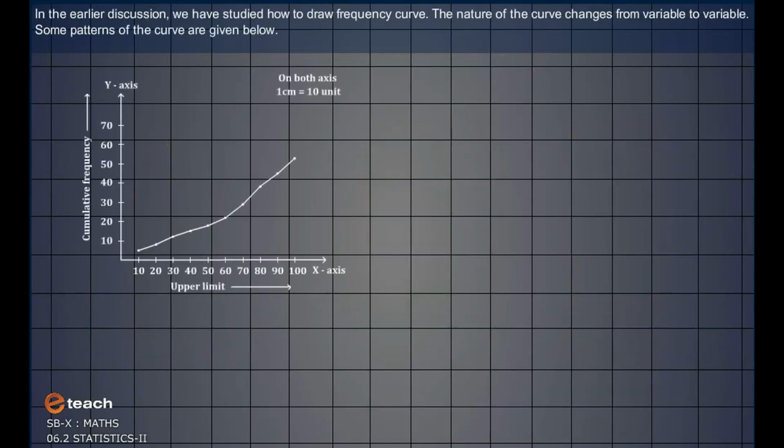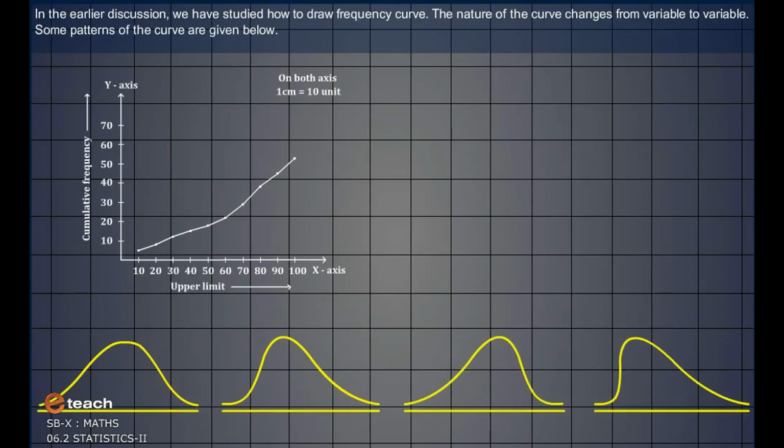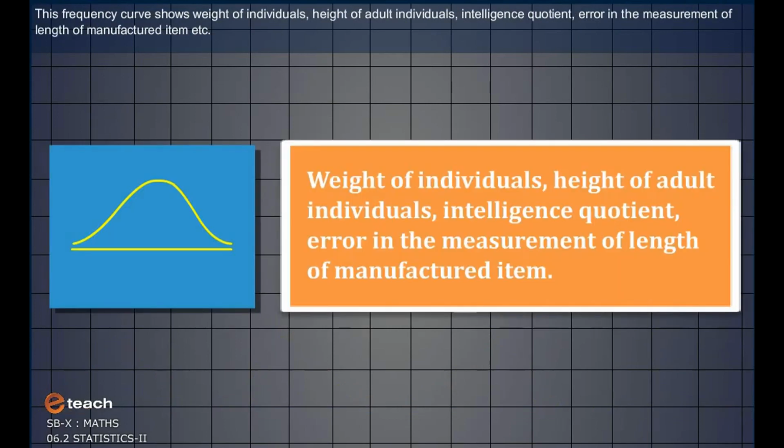In the earlier discussion, we have studied how to draw frequency curve. The nature of the curve changes from variable to variable. Some patterns of the curve are given below. This frequency curve shows weight of individuals, height of adult individuals, intelligence quotient, error in the measurement of length of manufactured item, etc.